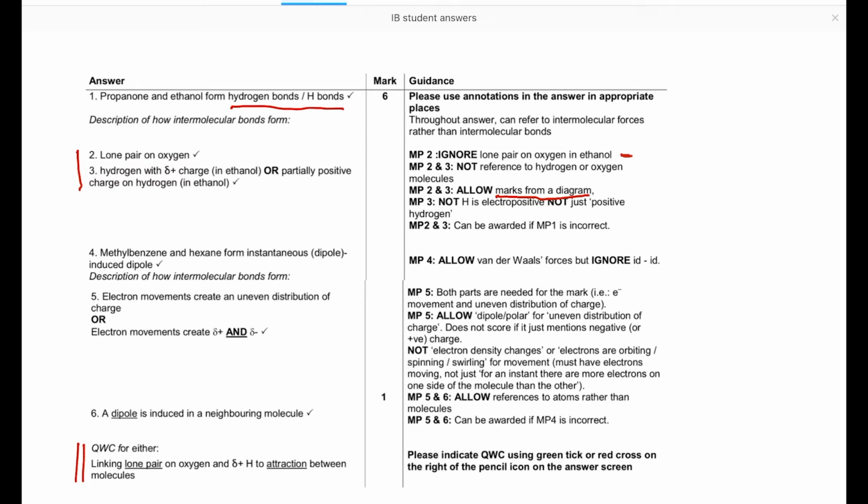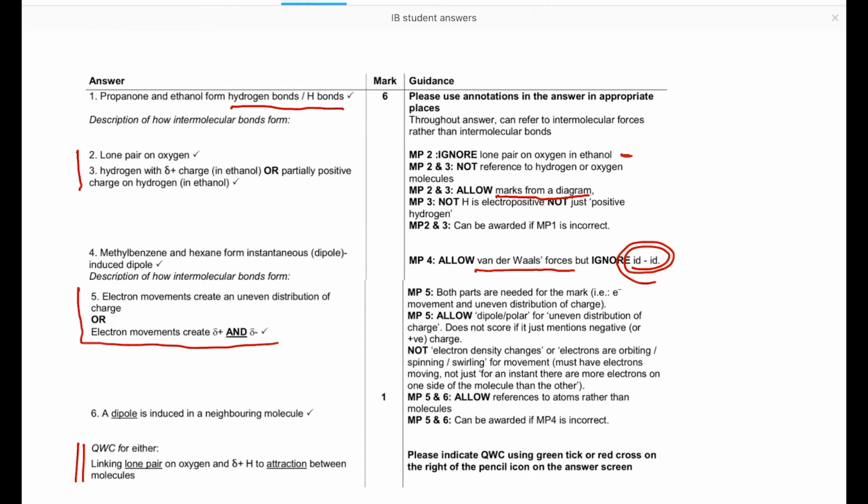Moving on, when we look at instantaneous induced dipole, it allows van der Waals forces. It would also allow London forces. Ignore ID, particularly when we are doing long answer questions about intermolecular bonding. Students are trying to save time and they use abbreviations. You never get marks for using abbreviations unless you've used the full term first. So we need to be really clear about that.